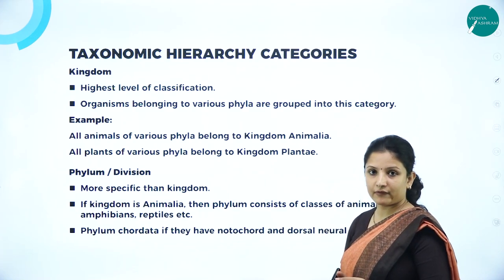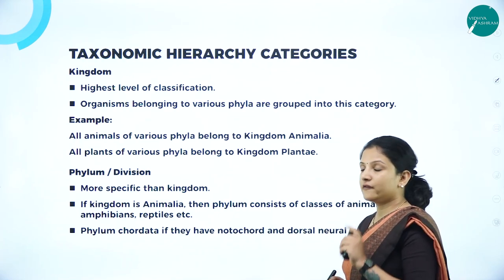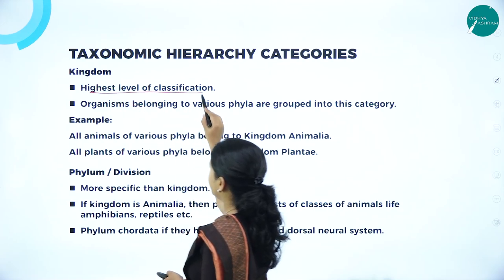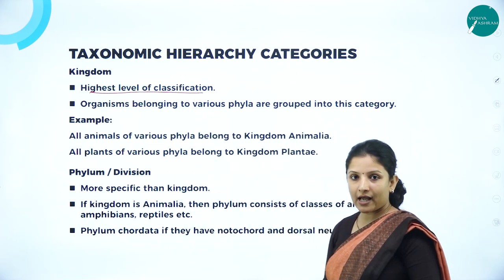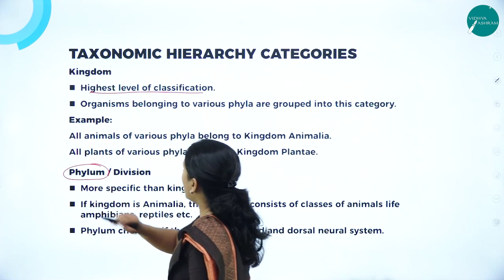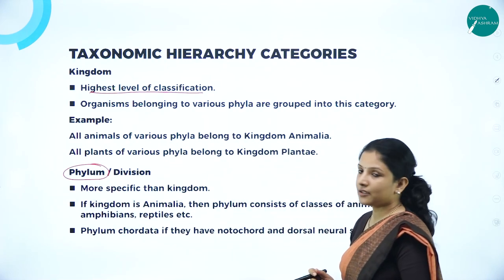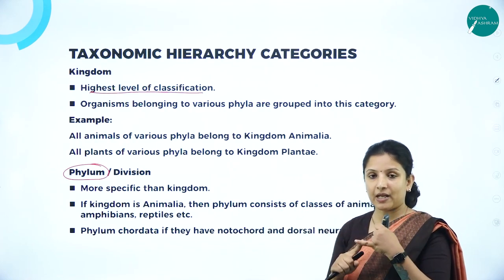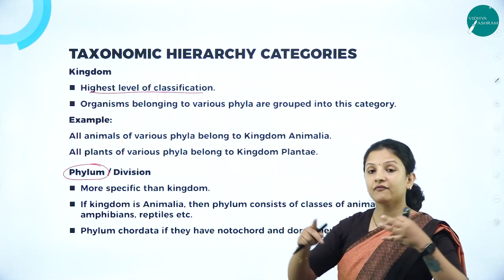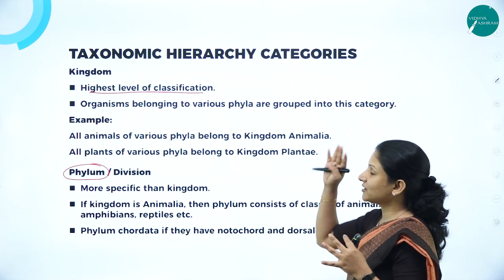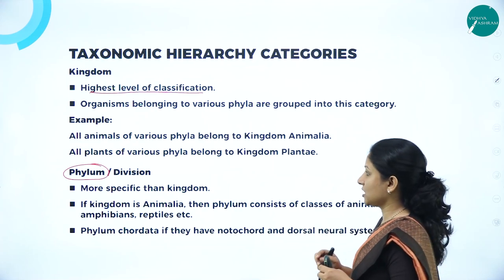So the highest level of classification is kingdom, so we will start from the kingdom. Here, organisms that belong to different phyla are placed under the kingdom. So we have two kingdoms at large, that is kingdom Plantae and kingdom Monera. They are very large. They are the hugest. They are the biggest, right? Therefore, it is the highest level of classification.